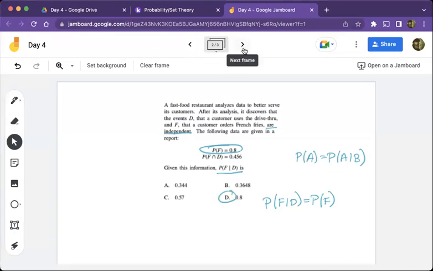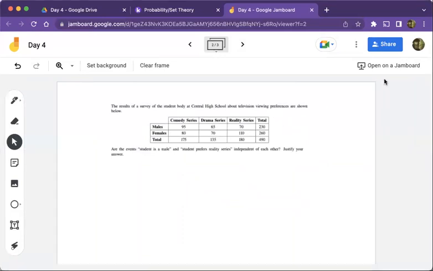And now we are on our last one, which we're going to be looking at a table here. The results of a survey of the student body at Central High School about television viewing preferences are shown below. Are the events student is a male and students prefer reality series independent of each other? Justify your reasoning. So I'm going to say the probability that students are male and probability of reality TV.